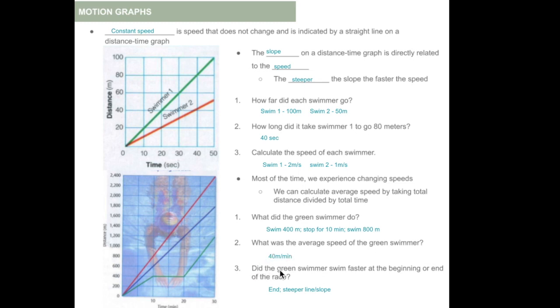And then for number 3, did the green swimmer swim faster in the beginning or the end of the race? Remember, the steeper the line, the faster they're going. This part is a bit more shallow, or less steep, than this part of the line. This line is much steeper. So they were basically trying to catch up to the other two after they had stopped. It's going to be the end of the race because the line is steeper.